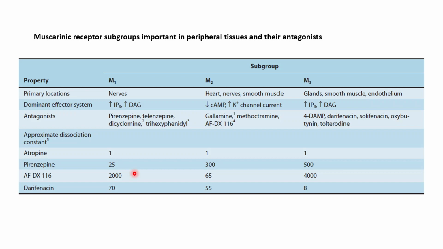The GI smooth muscles are affected completely, and both stomach and intestine motility is reduced, and that prolongs the gastric emptying time, and that leads to diarrhea, so that stops the diarrhea.